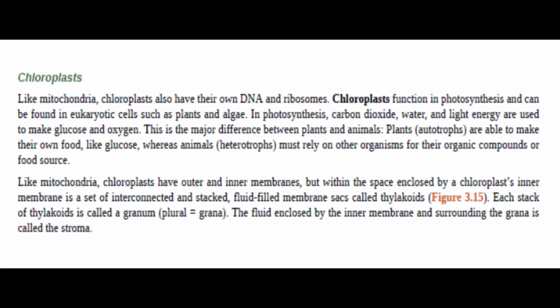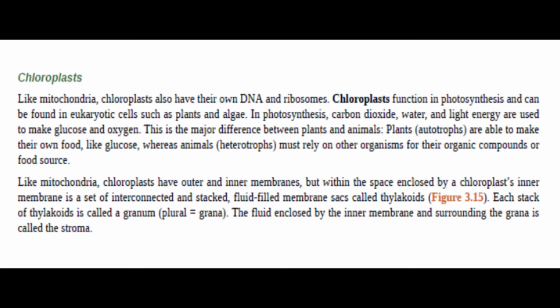Chloroplasts. Like mitochondria, chloroplasts also have their own DNA and ribosomes. Chloroplasts function in photosynthesis and can be found in eukaryotic cells such as plants and algae. In photosynthesis, carbon dioxide, water, and light energy are used to make glucose and oxygen. This is a major difference between plants and animals.